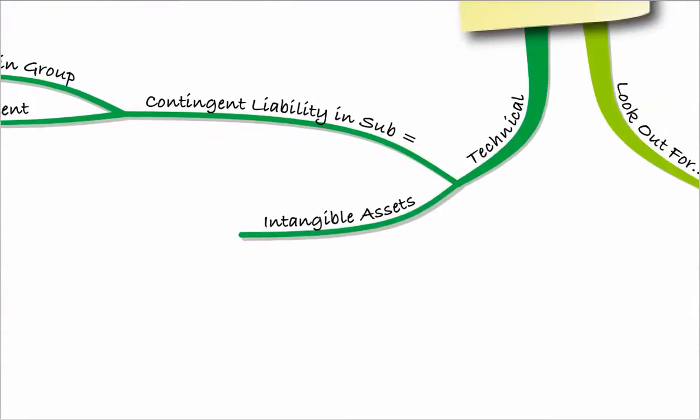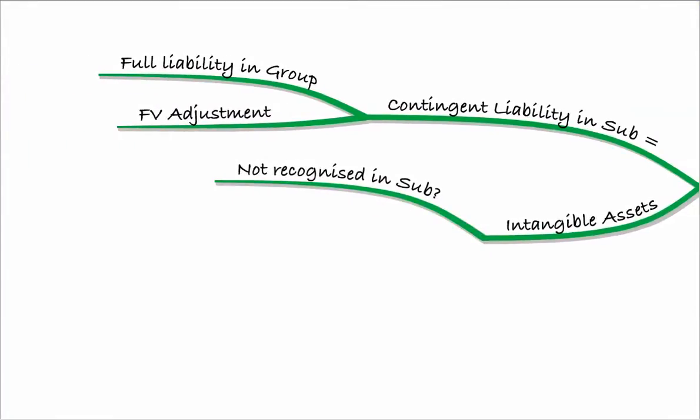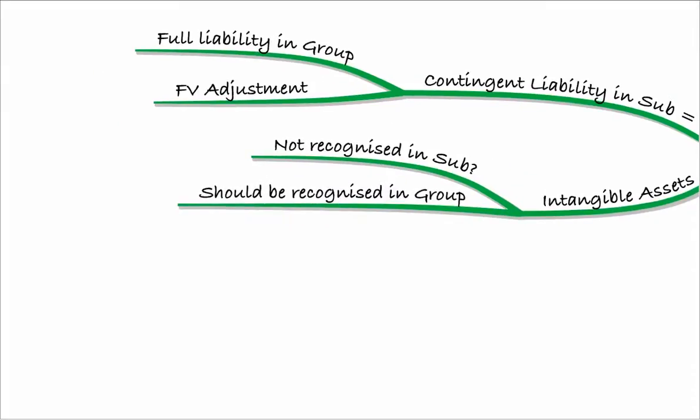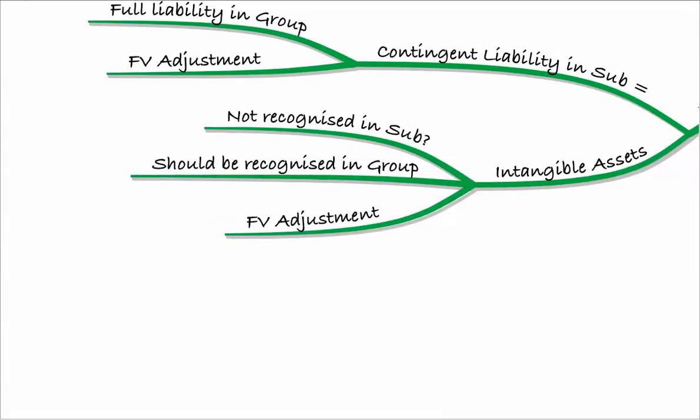An intangible asset that may not be recognised in the sub, for example, an internally generated brand that the subsidiary is not allowed to recognise in its own accounts, is recognised in the group, because once the parent buys the sub, it's purchased that brand, so it needs to recognise it in the group accounts. That again is a fair value adjustment.